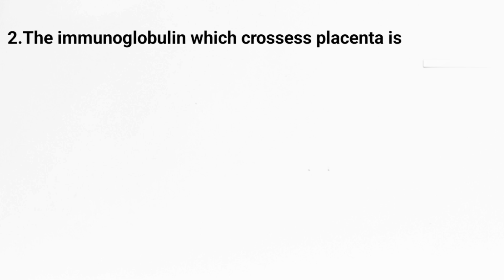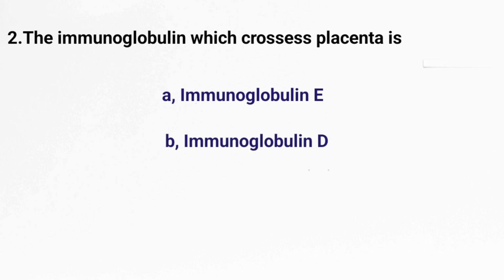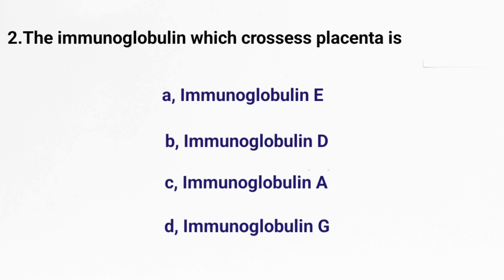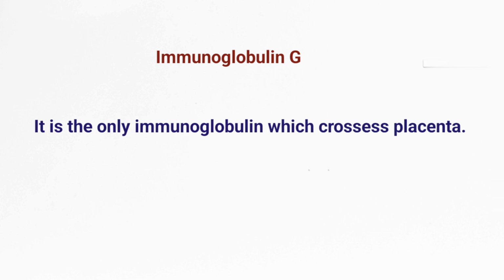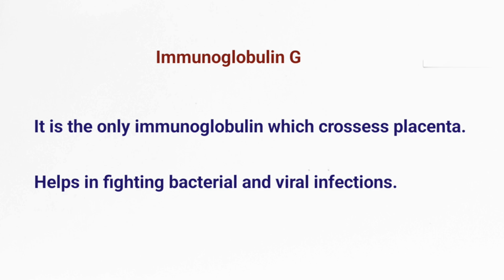Question number 2. The immunoglobulin which crosses placenta. Option A. Immunoglobulin E. Option B. Immunoglobulin D. Option C. Immunoglobulin A. Option D. Immunoglobulin G. And the answer is option D. Immunoglobulin G. It is the only immunoglobulin which crosses placenta. Helps in fighting bacterial and viral infections.